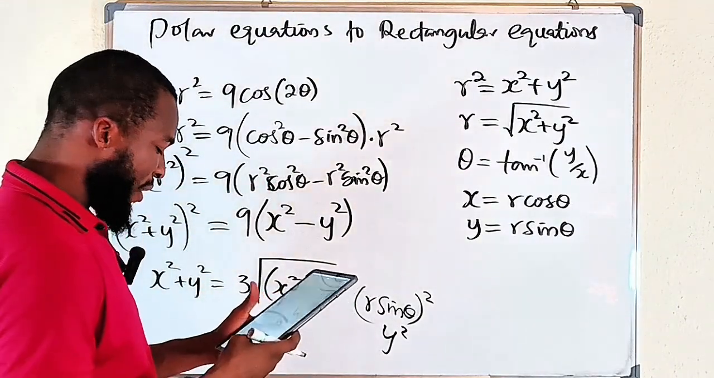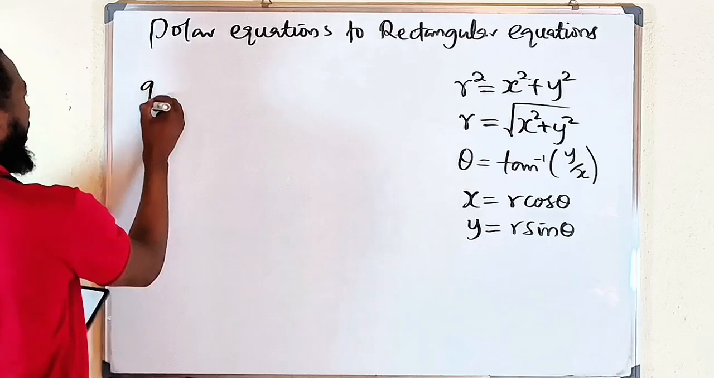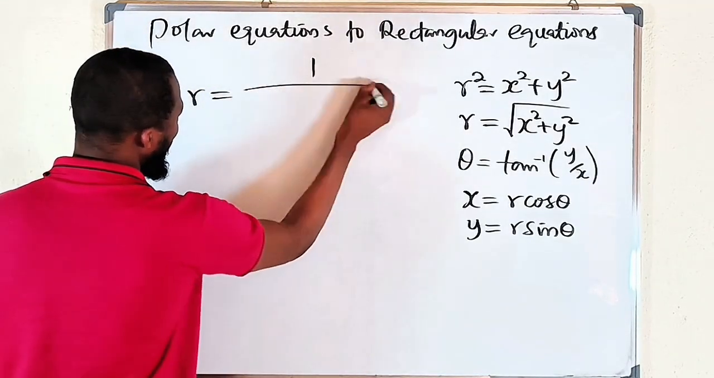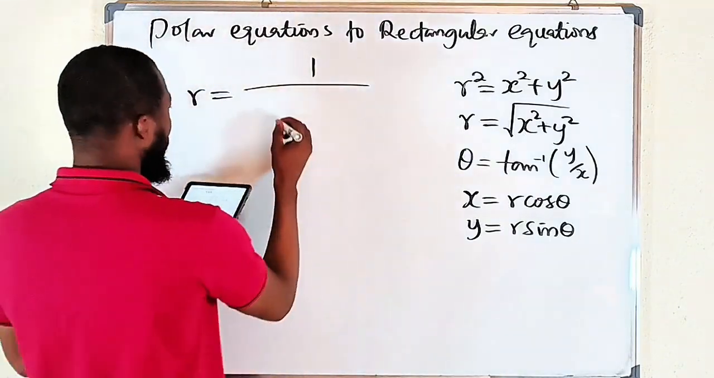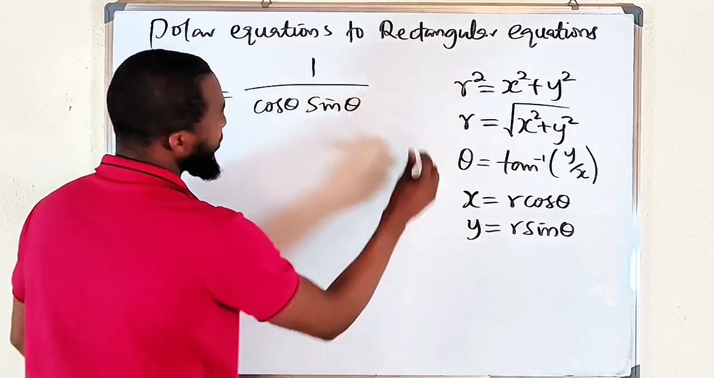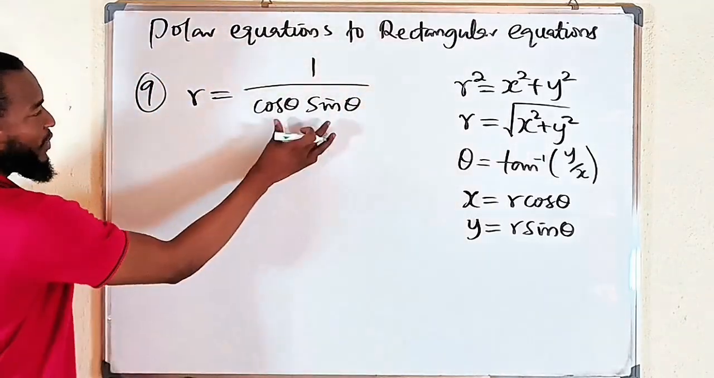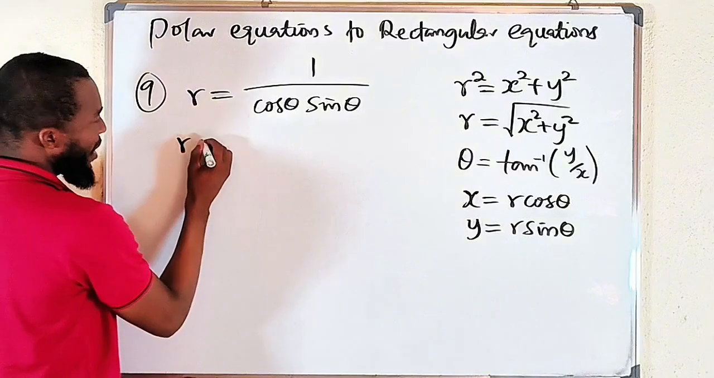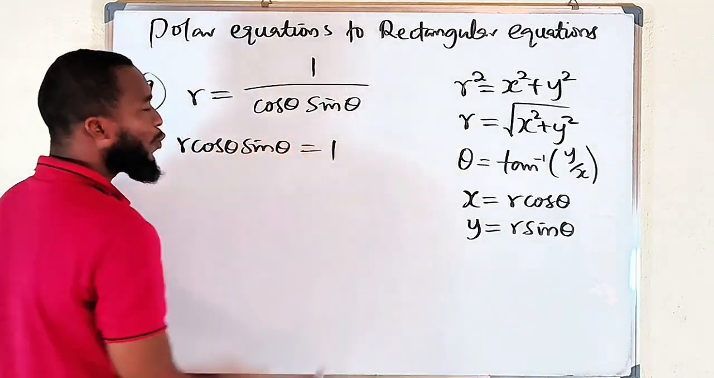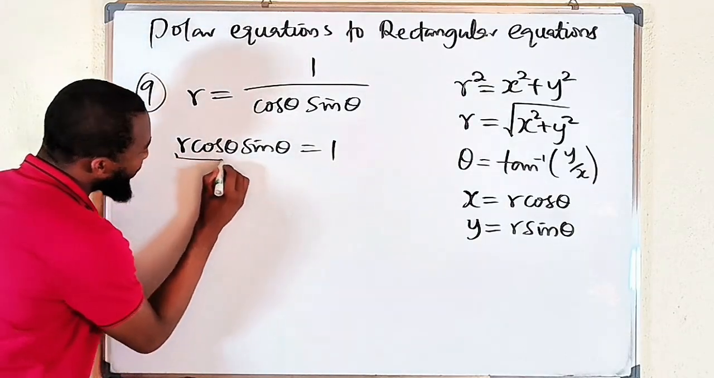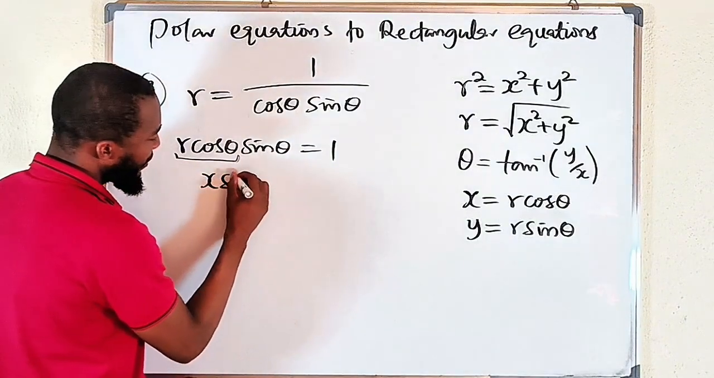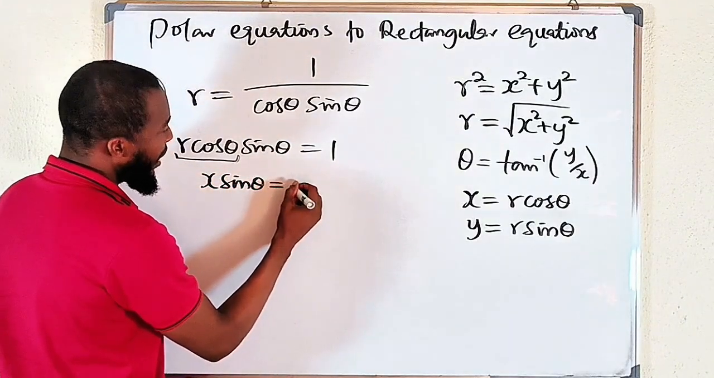Then second to the last question here. Question number 9. We have r equal to 1 divided by cos theta times sine theta. First of all, let us cross multiply. You take the whole of this, you multiply by this. This will give us r cos theta sine theta, right? This is equal to 1. We have no problem with this because we know it is equal to x. So let me write it first. This is x sine theta equal to what? 1.